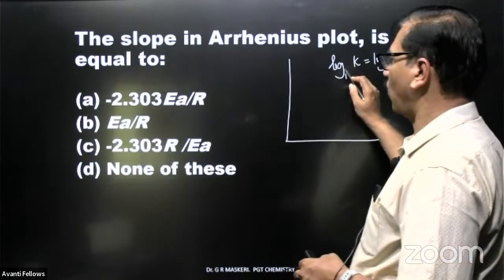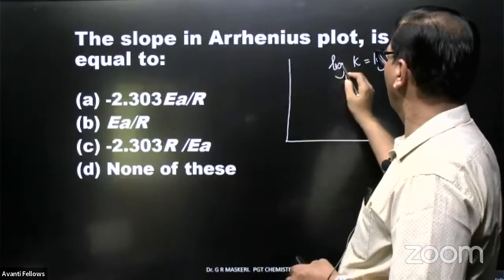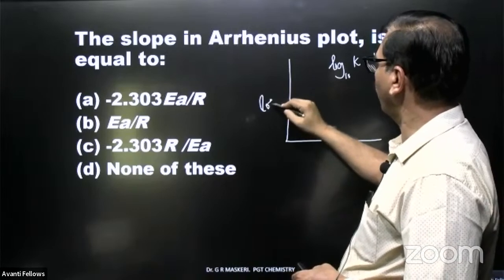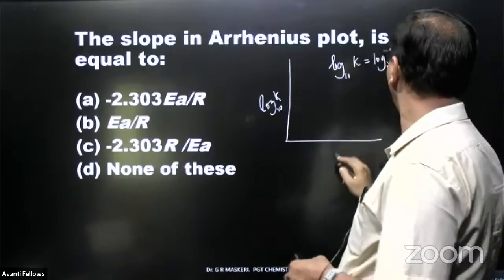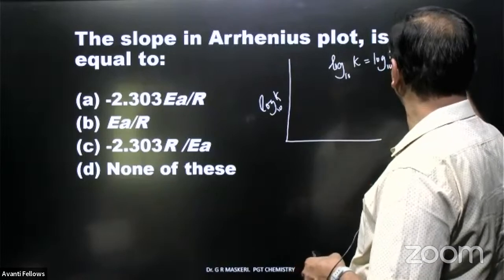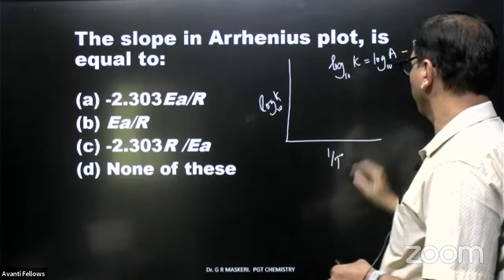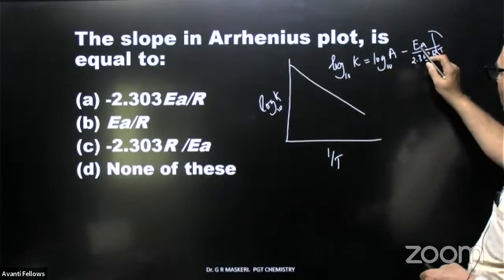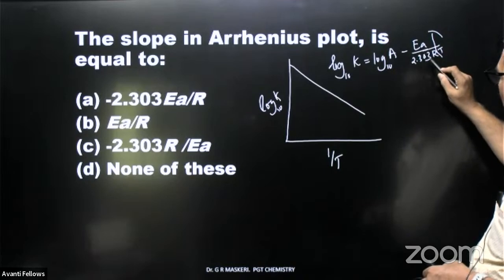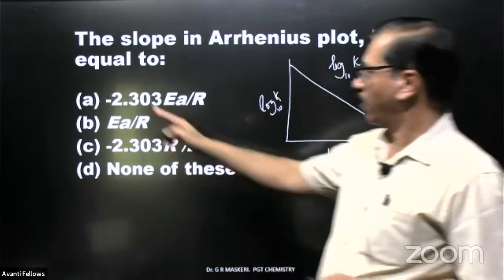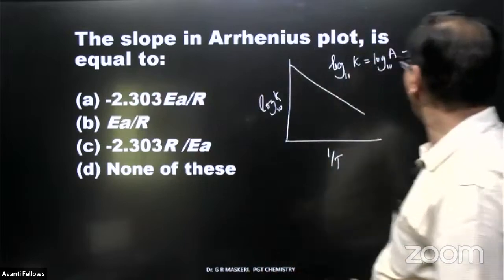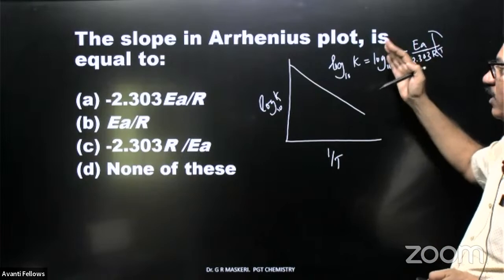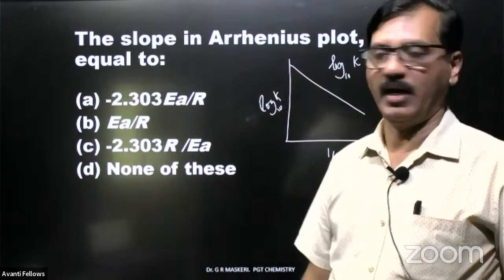So this is plotted. Arrhenius plot means log of k to the base 10 or ln k, any one of these, versus 1 by T. So it is having negative slope. It is like this. So this is the slope, minus EA by 2.303 R. That is the answer to this. So have the expression, clear expression, and then such questions can be addressed.